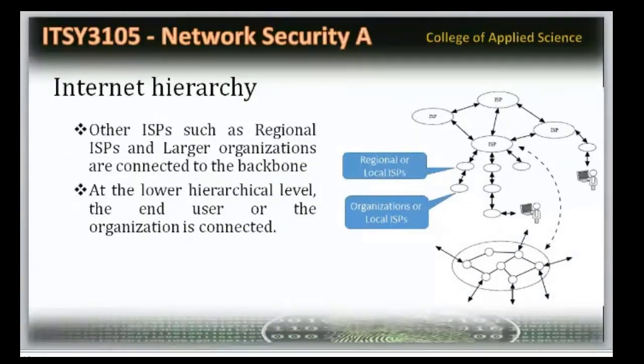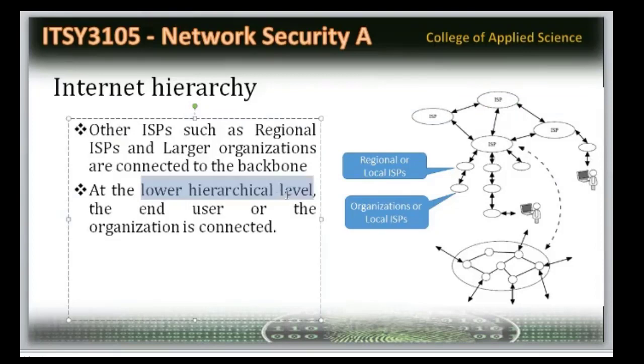Now you can see here, we already discussed regional ISPs and organization ISPs. These are all different hierarchies. Organization means a particular organization, that is local. Regional means a particular region. Then you have the national level, the country level. Then you have international, and then the continent level. So these are all different levels of hierarchy, and the levels of hierarchy will be maintained. If you see the last one, the lower hierarchy, that is going to be your organization.